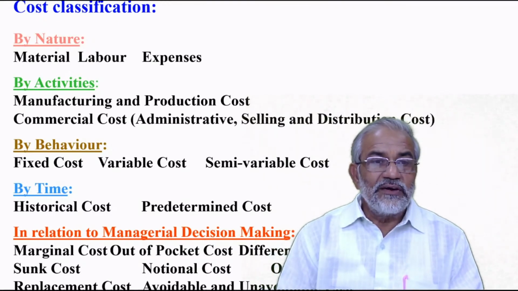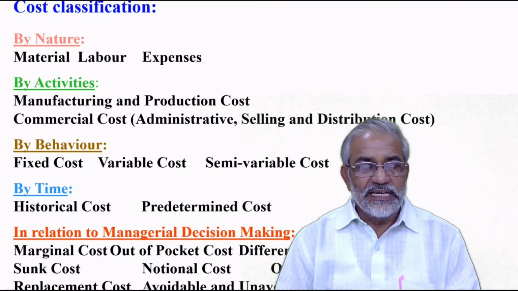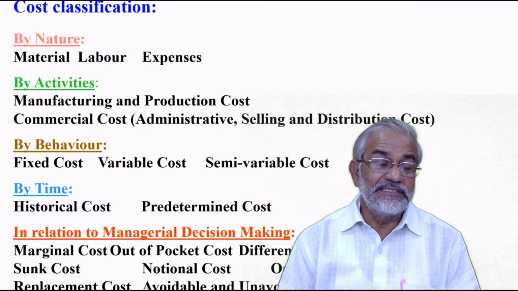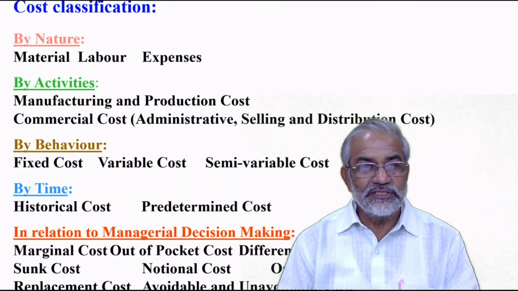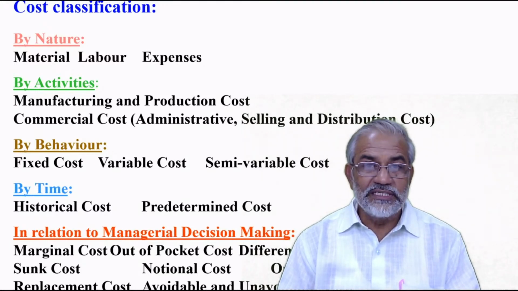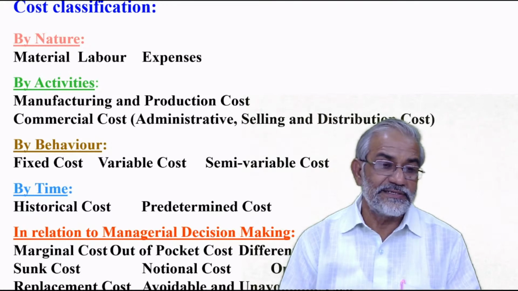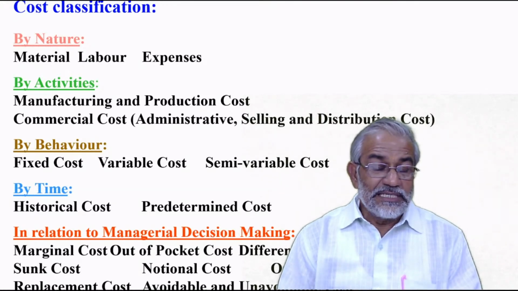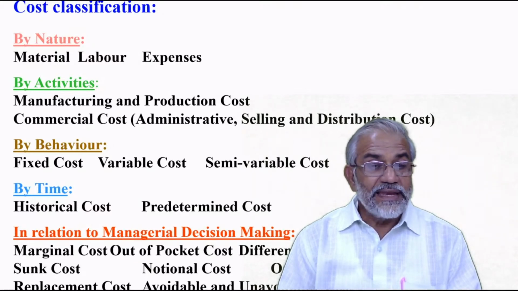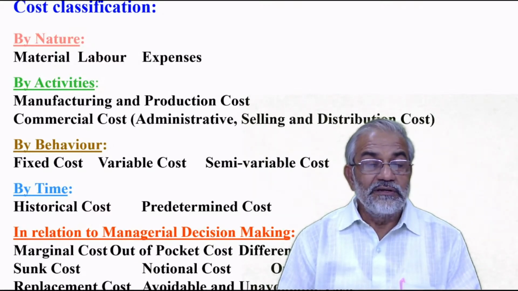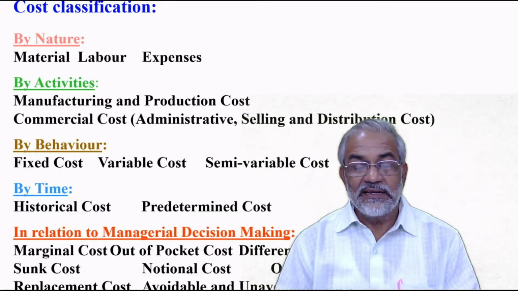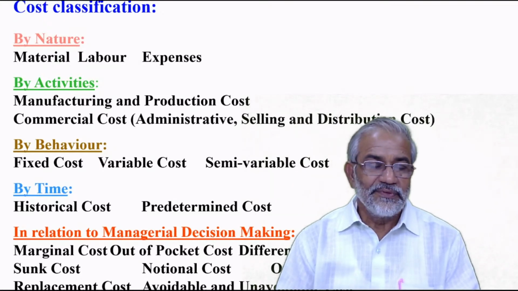Similarly, there is another way of classifying the cost, that is on the basis of activities. When the cost is classified on the basis of activities, it is manufacturing and production cost, and commercial cost, which includes the administrative, selling and distribution overheads. Let me make one thing clear here: all indirect expenses are otherwise called the overheads. All indirect expenses are called overheads.